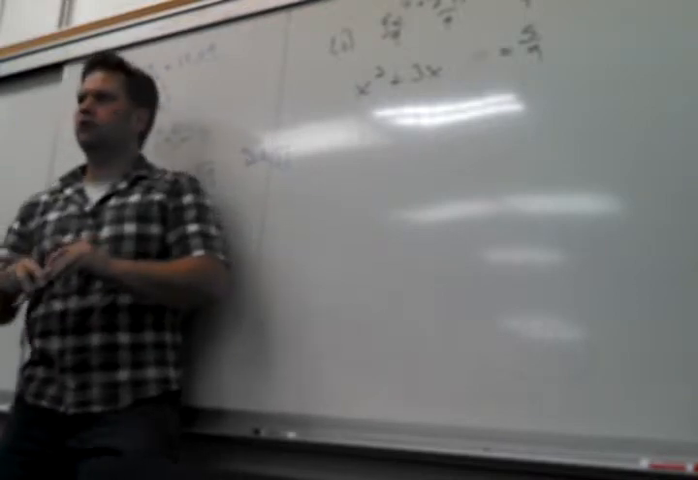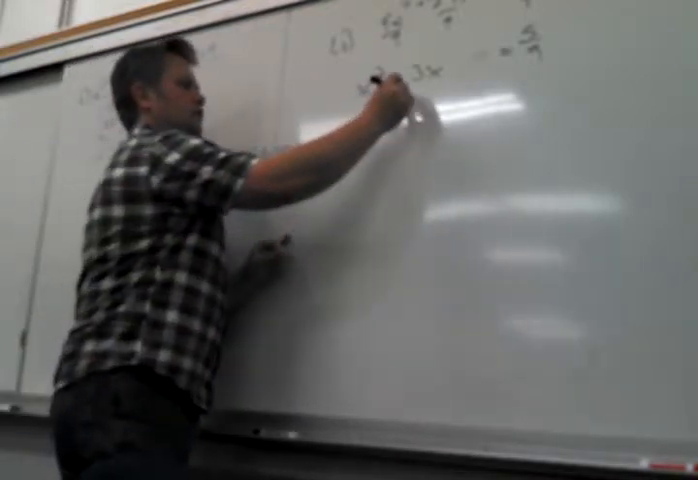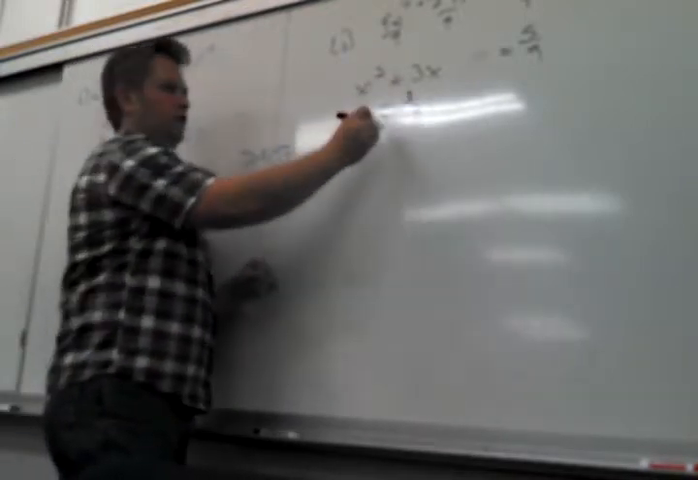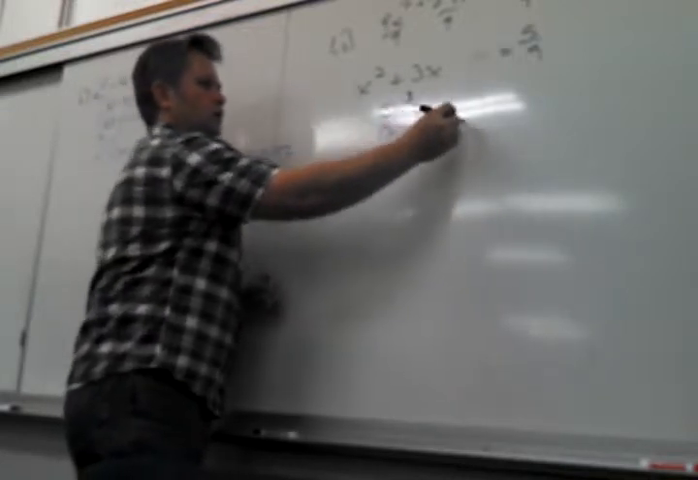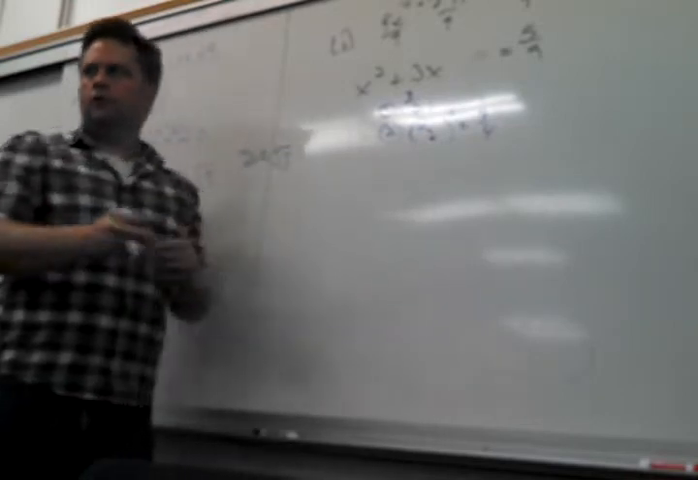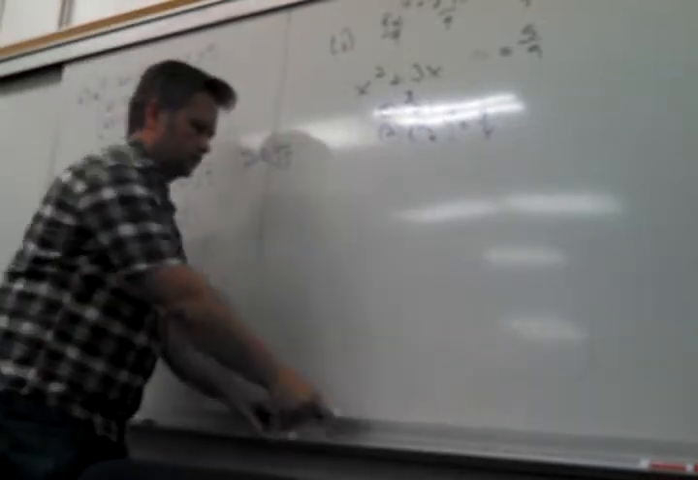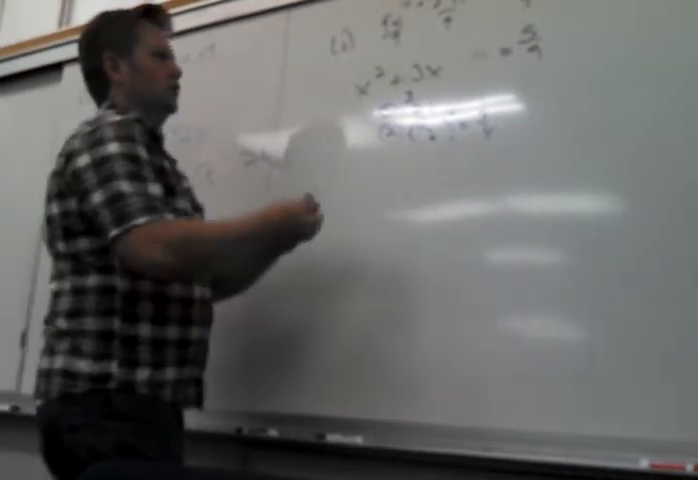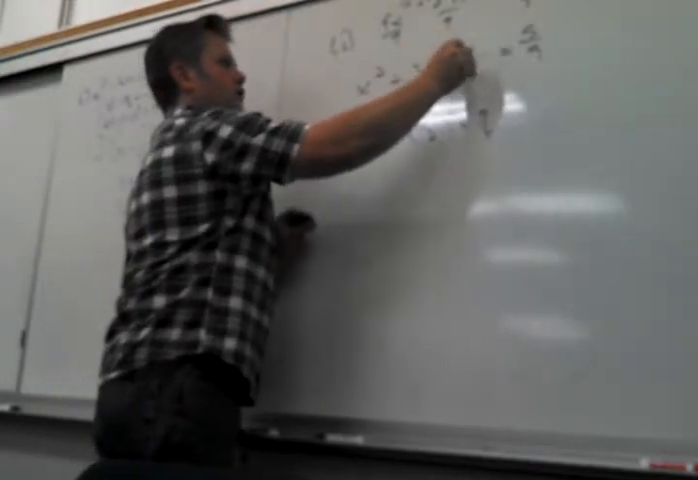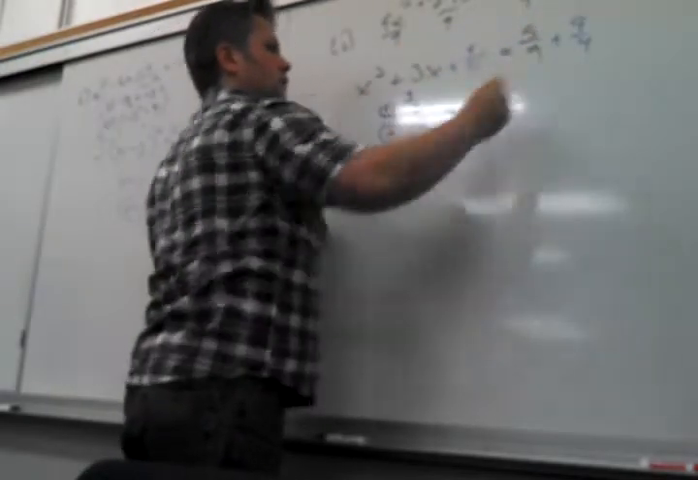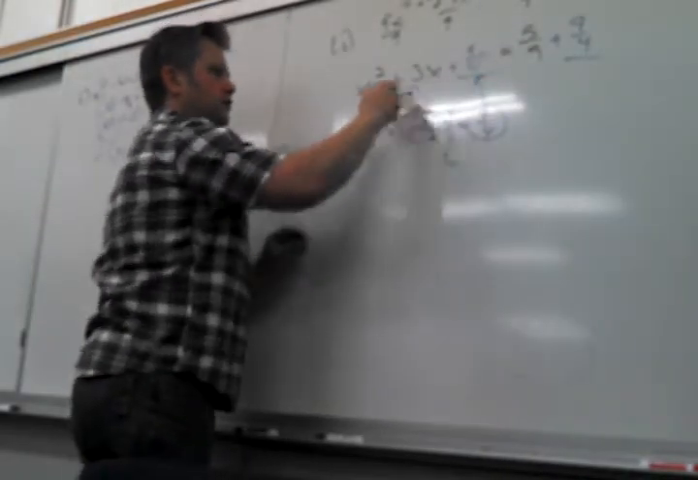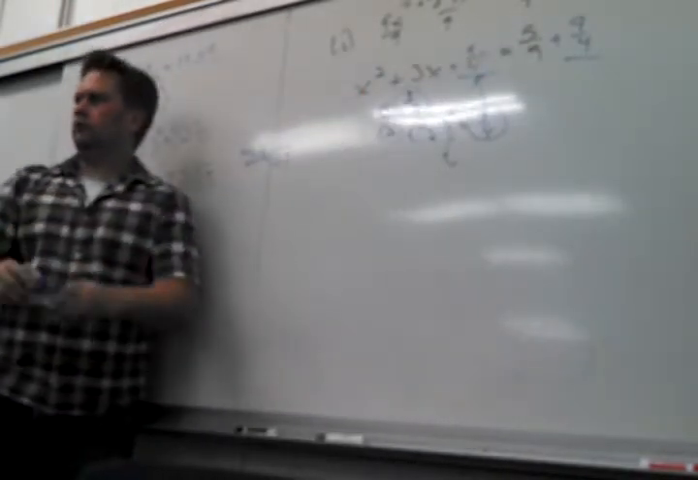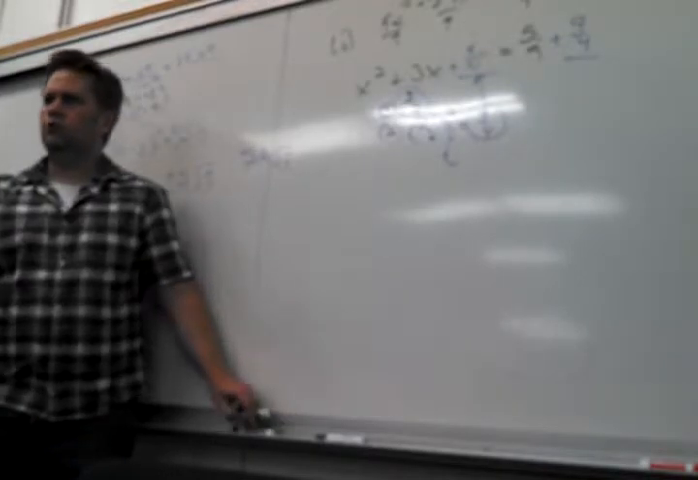That's 3 over 2. Good. So the 2 steps. 3 over 2, cut 3 in half. Then what do you do with that? 9 over 4. Good. Square it so you get 9/4. Good. No C shift. Add 9/4. That tells you what to add. That tells you how this is going to factor. Good.